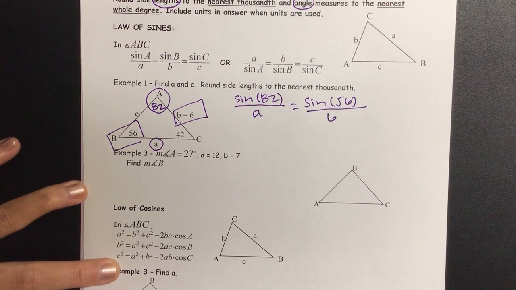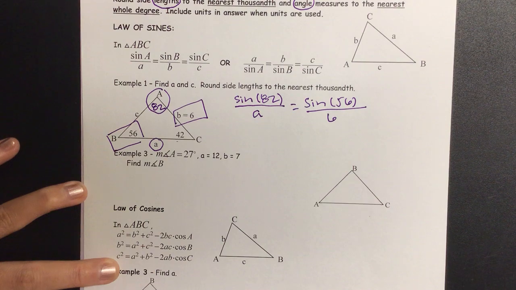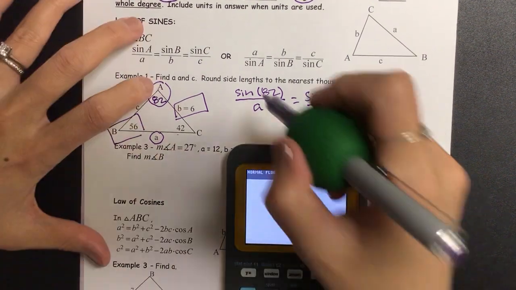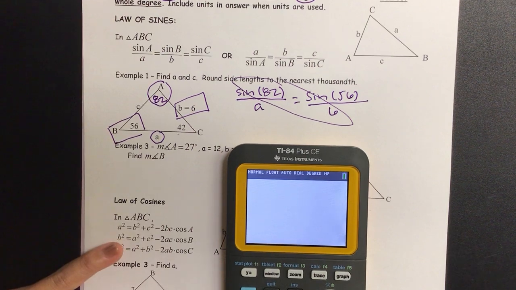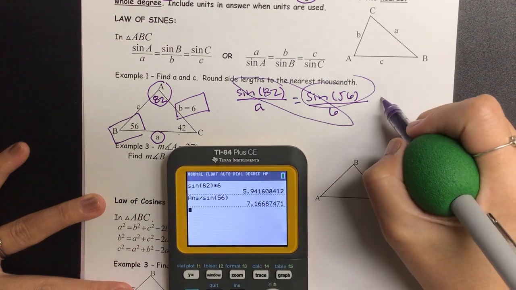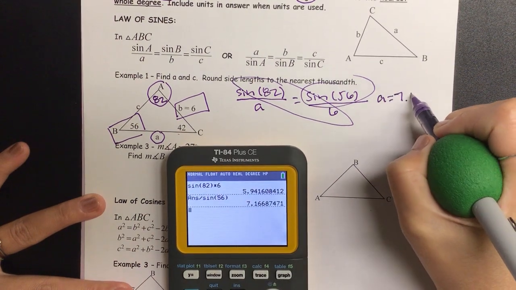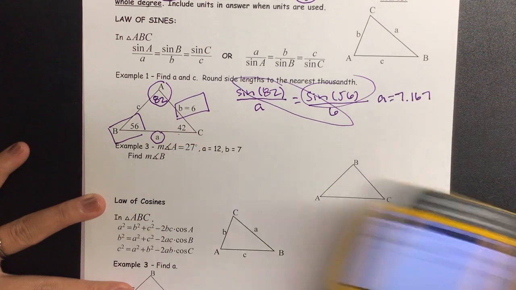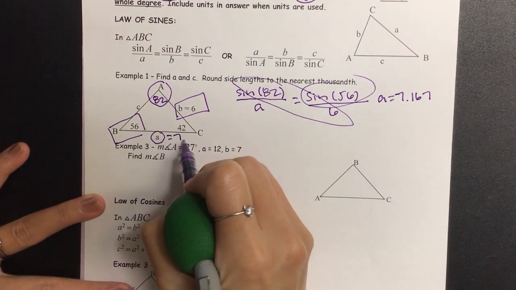Now for cross multiplying, are you guys okay if I just do it all on the calculator? Yeah. We're okay with that? Perfectly okay. All right, so I'm gonna multiply these two. So we have sine of 82 times 6, and then press enter. And we divide it by the remaining, so divided by sine of 56. And we're looking at a side measure, so we need it to be 3 decimal places. Did we get 7 point something? 167, correct. And let's label it in here as well. 7.167.